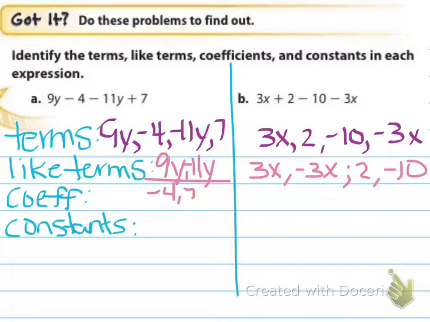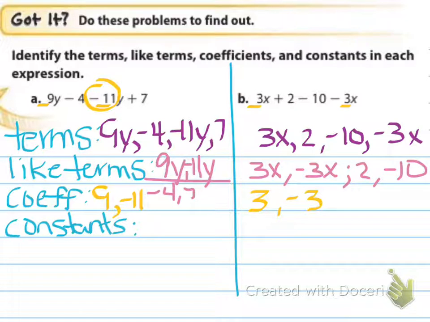As far as coefficients go, we are talking about just the numbers before the variable. So we have a positive 9 and a negative 11. Remember that minus sign goes with the 11. And for B we have the 3 that goes with the x, and then we have the negative 3 which goes with the other x.